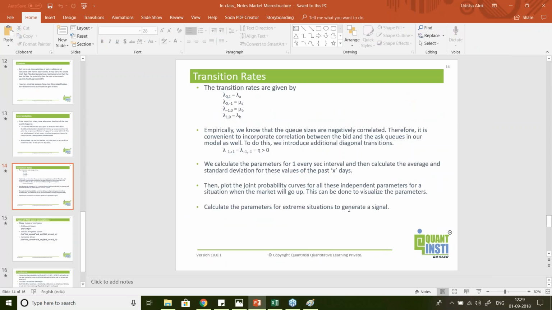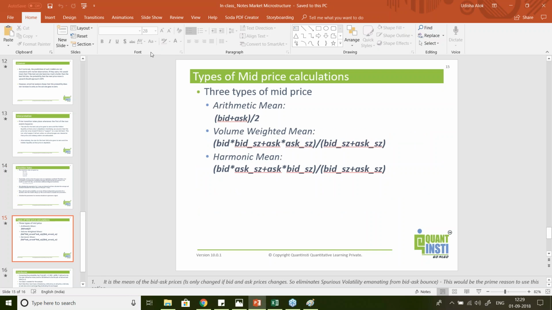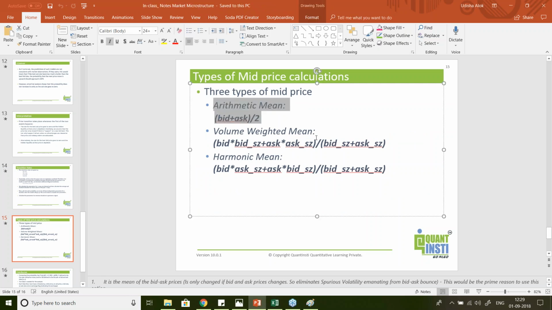So moving ahead, we have discussed the transition rates. Okay, so coming to the mid price. There are 3 ways of calculating the mid price. One is the arithmetic mean, which we have already seen in the exercise. The other two are the volume weighted mean and the harmonic mean.